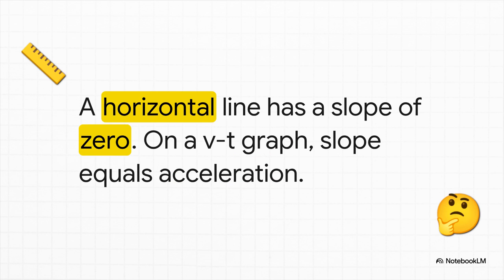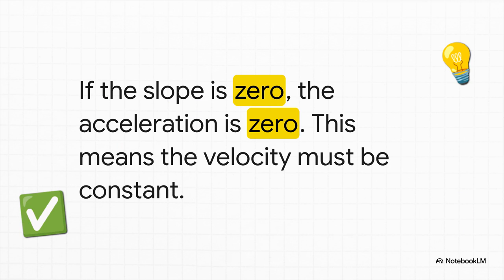So let's break down why that shortcut works. A flat horizontal line has no rise, right? It's not going up or down. So its slope is 0. And like we've been saying, on a velocity-time graph, the slope is the acceleration. So if the slope of the line is 0, then the acceleration has to be 0. And if the acceleration is 0, what does that mean? It means the velocity isn't changing one bit. It's constant. And that's it. That's the answer. A simple visual cue, that horizontal line, tells you the entire story.